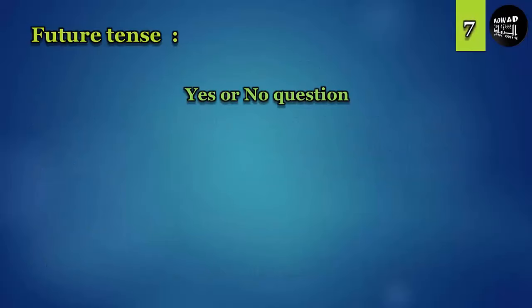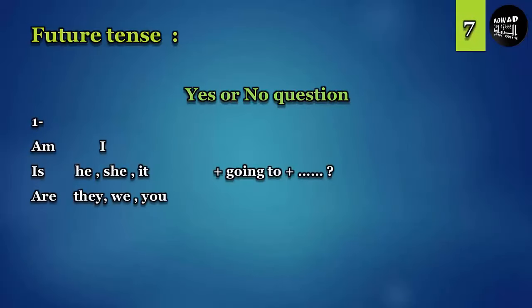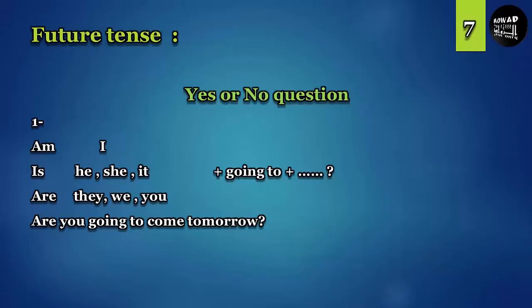في حالة السؤال بالـ yes or no question في صيغة الـ be going to طريقة سهلة جدا، ما علي غير أني أبدل بين الـ verb to be وبين الفاعل. am أو is أو are بعدها بيجي الفاعل بعدها going to وباقي الجملة زي ما هي. مثال are you going to come tomorrow. أصل الجملة you are going to come tomorrow. بدلنا بين الفاعل والفعل المساعد، بدلنا بين you are فبتصير الجملة are you going to come tomorrow. زي ما احنا شايفين سهلة جدا.